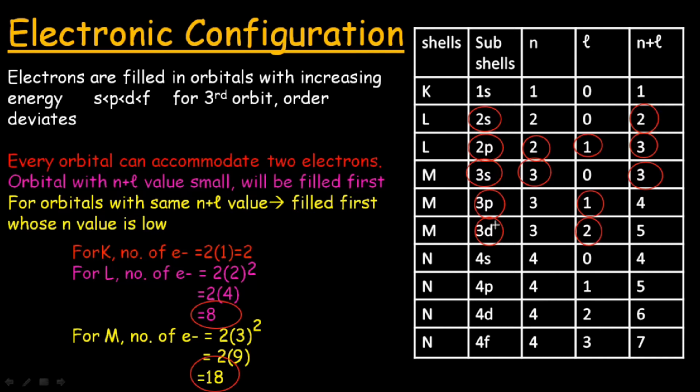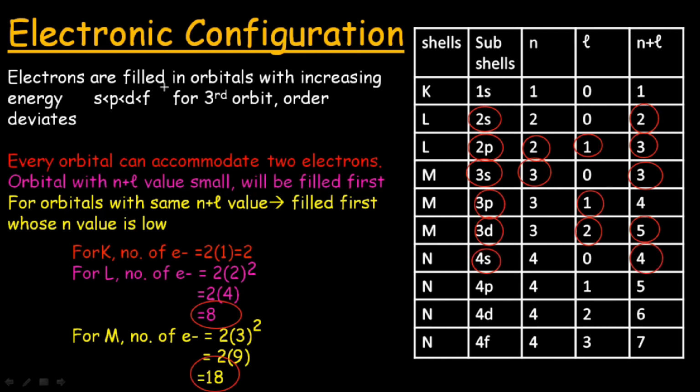As d can accommodate 10 electrons, so 10 plus 6 plus 2, 18 electrons will be completely filled. Now see that 3d has n plus L value 5, while the 4s has n plus L value 4.